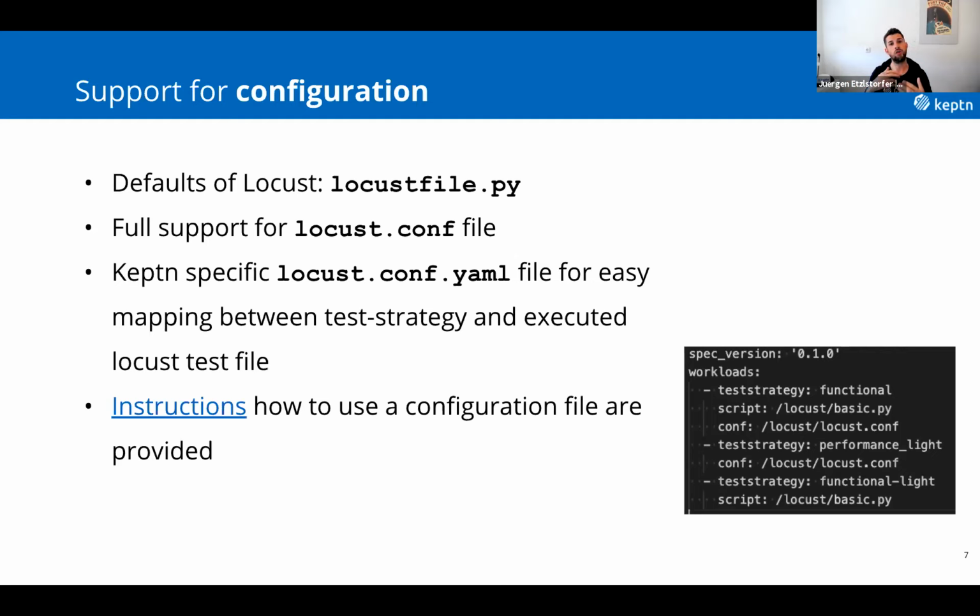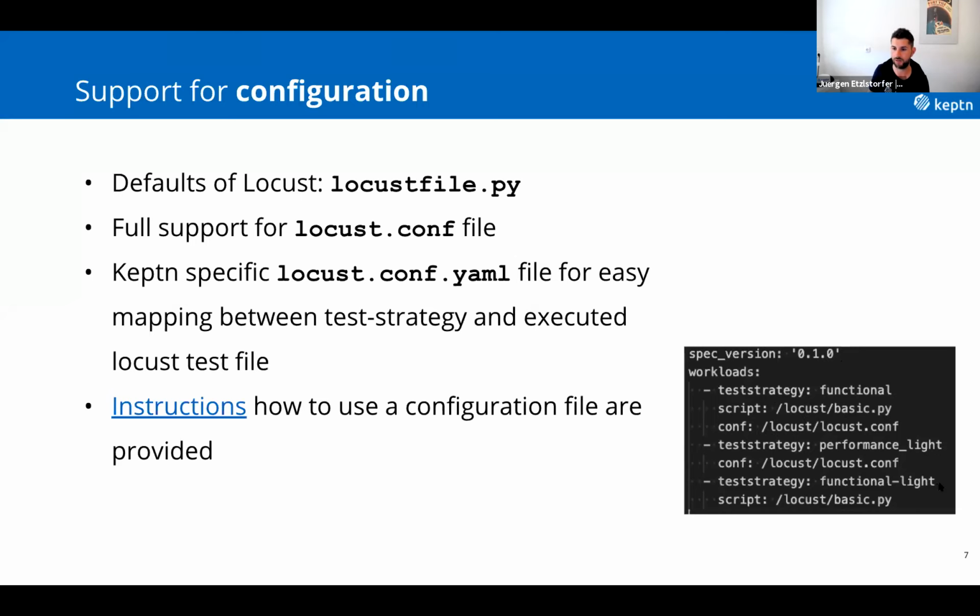And also related to other specification files or configuration files that you might already be familiar with in Keptn is a .conf.yaml file where you can easily map a test strategy to a file that should be executed. So I just put here a very simple locust.conf.yaml file where it says if the test strategy is functional, the script to be executed is a basic.py file, and there's also a configuration that should be used. But the configuration is not mandatory.